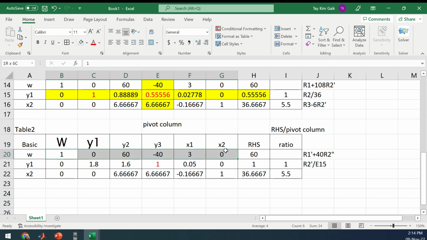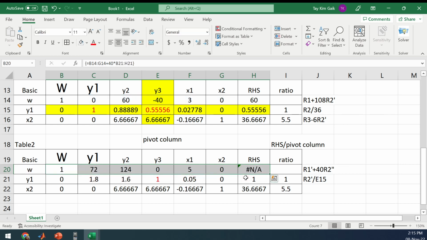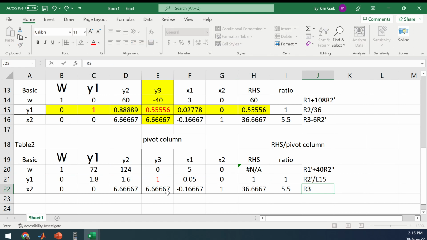Okay, so select your new row 1, equal. New row 1 is always equal to the previous row 1, so negative 40, and then I need to plus 40 times the new pivot row. Control Shift Enter. I get 0 already. Okay, then this value again is 6.66667. Okay, so you take the R3 from the first table.